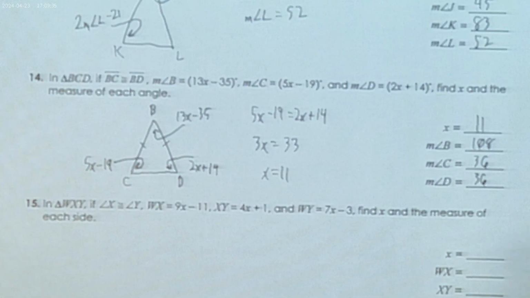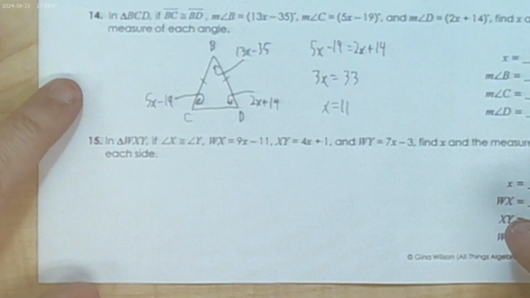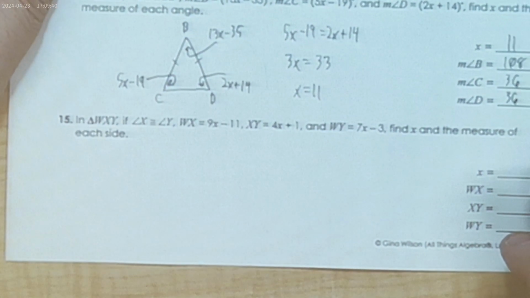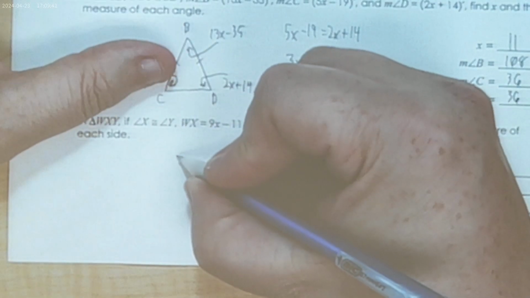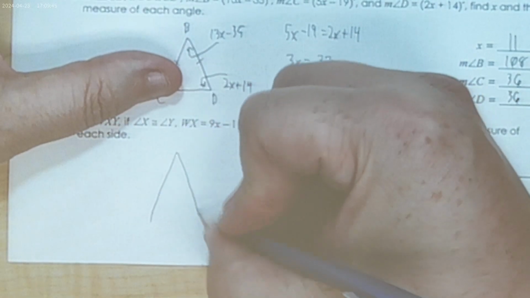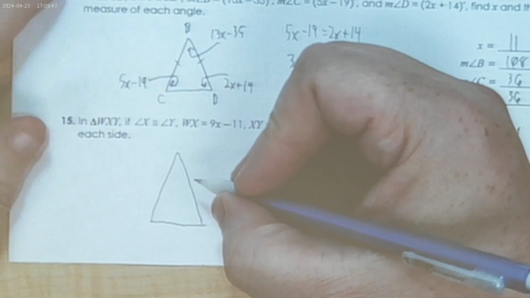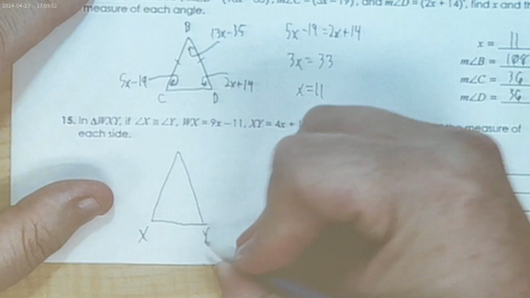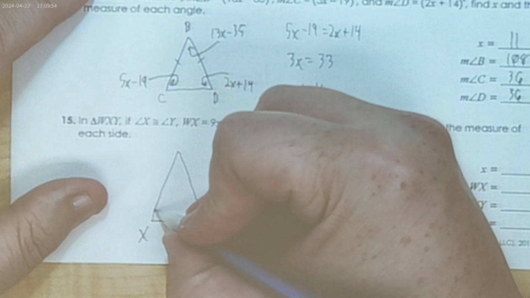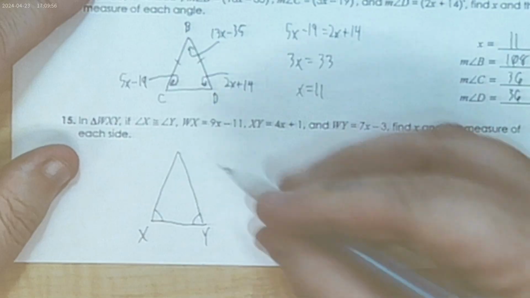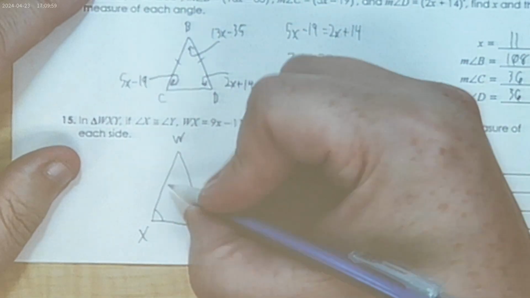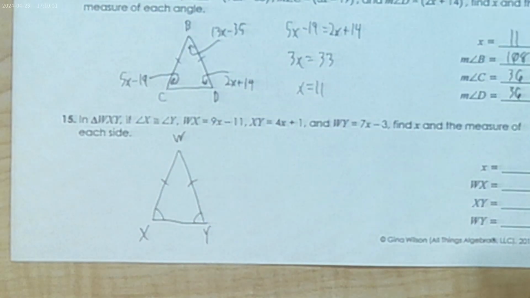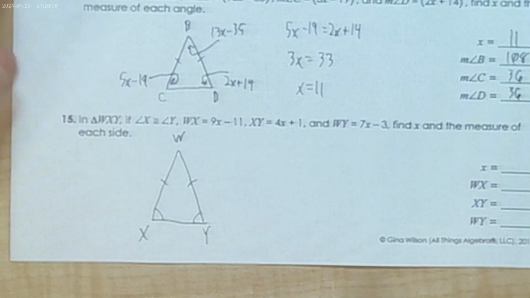For this last one, I've got WXY. Angle X equals angle Y. So again, I've got an isosceles triangle, but instead of getting the sides, I'm getting the angles. So if I'm going to get the two congruent angles, I want to put those down here so that my congruent sides are in the same position opposite the angles. So it's basically drawn the same way every single time. It just makes the problem so much easier.